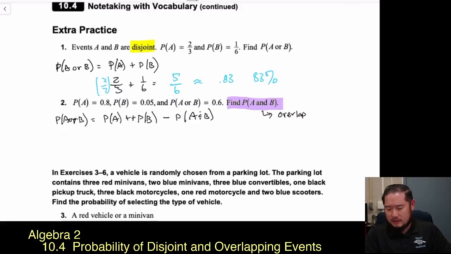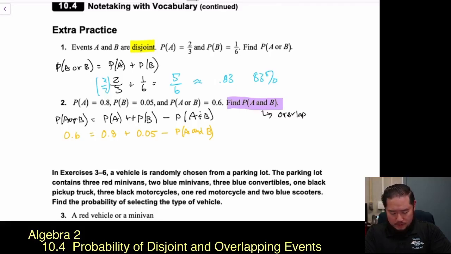Probability of A or B, right here we have 0.6. The probability of event A is 0.8, plus the probability of event B is 0.05. And then we have the probability of A and B. I'll just go ahead and write that down. A and B. So now, use your calculator, solve things out, and we'll get that variable by itself.